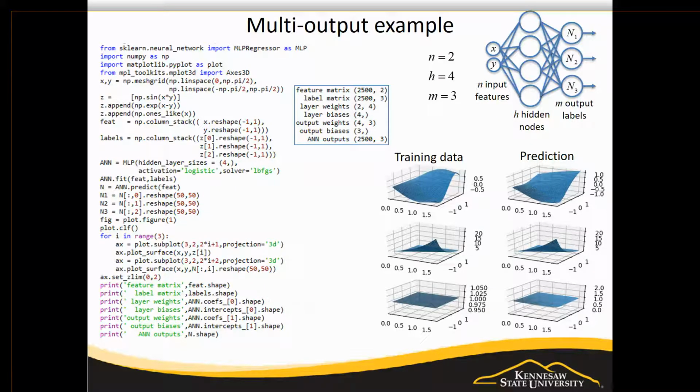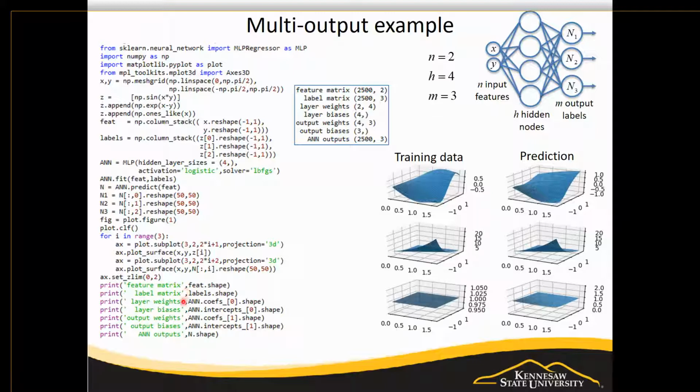Now, you'll see I had a bunch of print statements down here to show the shapes of some of these 2D arrays. So the feature shape is 2,500 rows in 2 columns. X in one column, Y in another column. 50 by 50 for the 2,500 rows. Okay? My label matrix, same number of samples, but 3 outputs. Then, the rest of these are pulling out data members from the neural network.